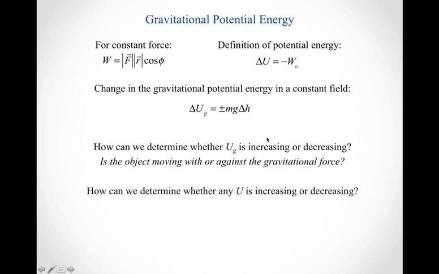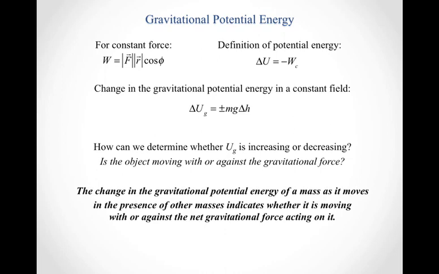And of course, we said that this is true for any potential energy. Whether or not any potential energy is increasing or decreasing is a statement of whether your object is moving with or against the conservative force. So we want to reframe thinking about how the gravitational potential energy changes now that we're dealing with point particles, and think in terms of the change in the gravitational potential energy of a mass as it moves in the presence of other masses. That indicates whether that mass is moving with or against the net gravitational force that's acting on it.